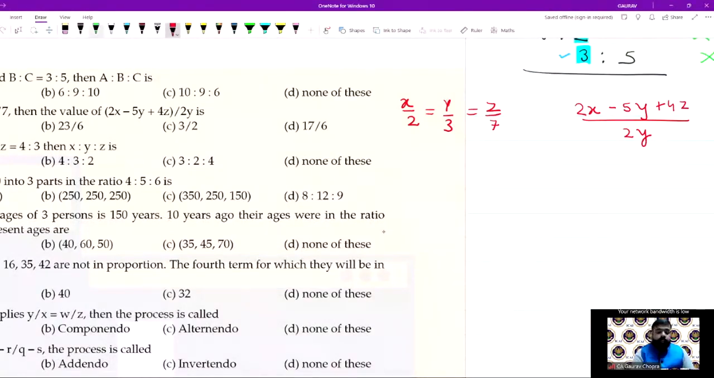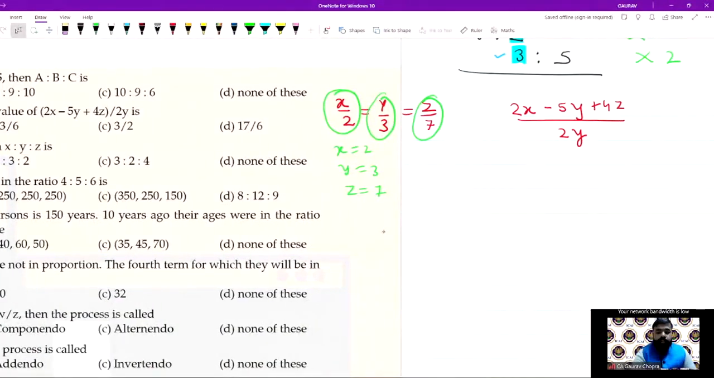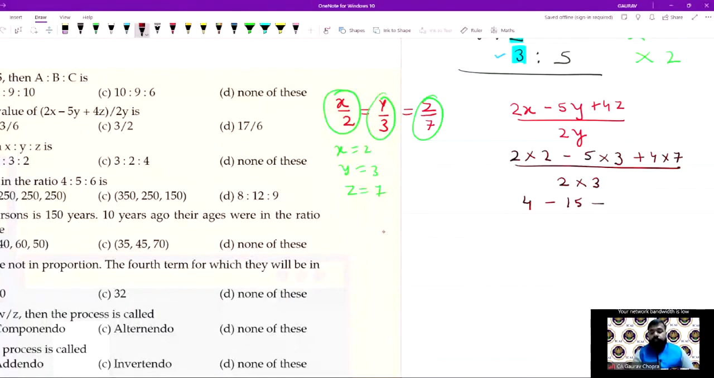So what is the shortcut way to solve this? Just substitute the values. So in place of x, we can put 2. In place of y, we can substitute 3. In place of z, we can substitute 7. So substitute all these three values to get the required result. So 2 into 2 minus 5 into 3 plus 4 into 7. In the denominator, we are getting 2 into 3. So 4 minus 15 plus 28 upon 6. So what are we getting? 32 minus 15, that is 17 upon 6. So 17 by 6 is the correct result. All right.